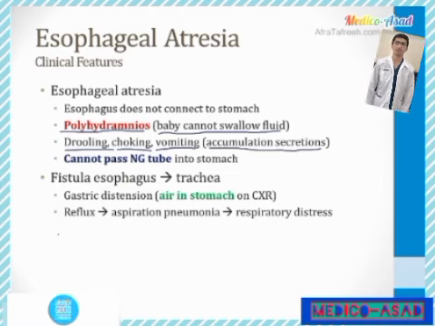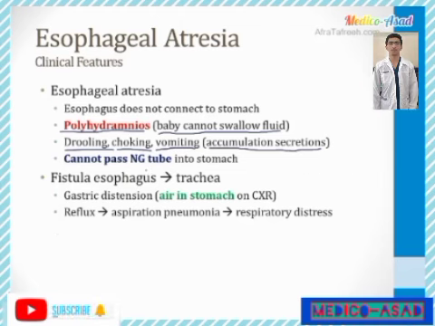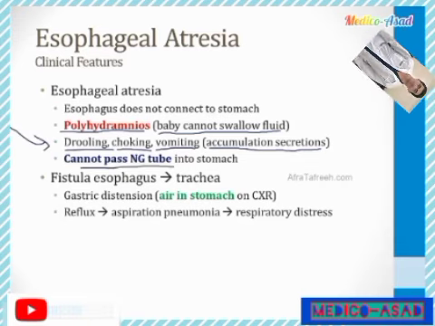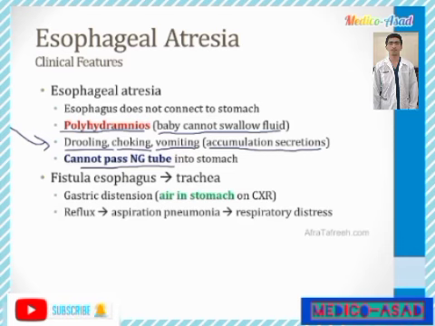To try and control the excess secretions, a nasogastric tube is often passed into the stomach of babies who have symptoms like this. But in the case of esophageal atresia, you will find that you cannot pass the NG tube into the stomach, and that's because the esophagus ends in a blind pouch, and this is a characteristic finding of babies with esophageal atresia.